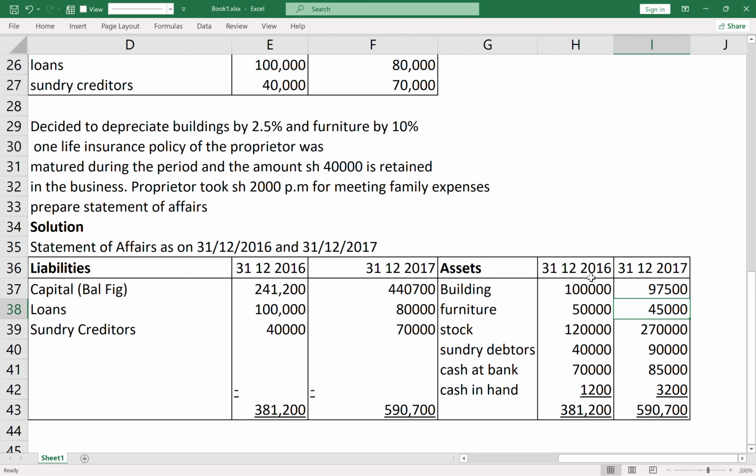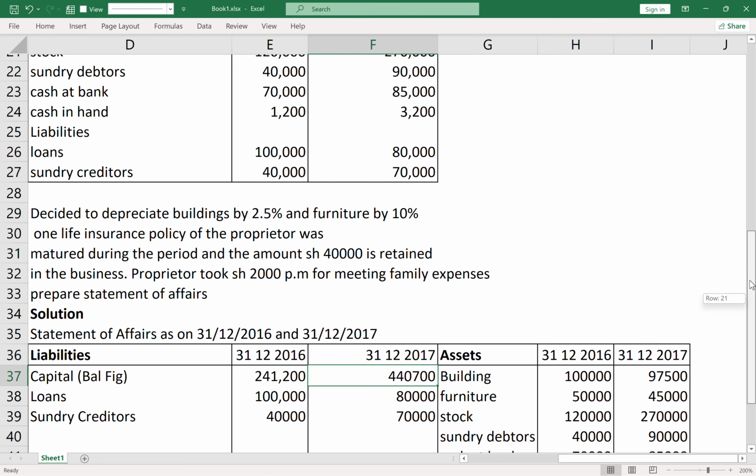So the total of 2016 will be 381,200, and that of 2017 590,700. And you have also to get the total for the liability side. So the balancing figure that we are going to get, the deficit, is the one that you are bringing here on the capital side. We are going to see it is 241,200, and for 2017 it is 440,700. So that is the capital, the balancing figure, or the deficit.